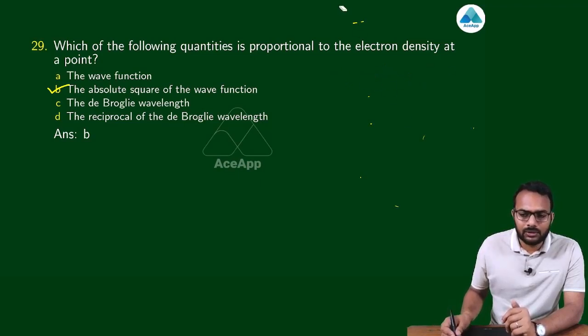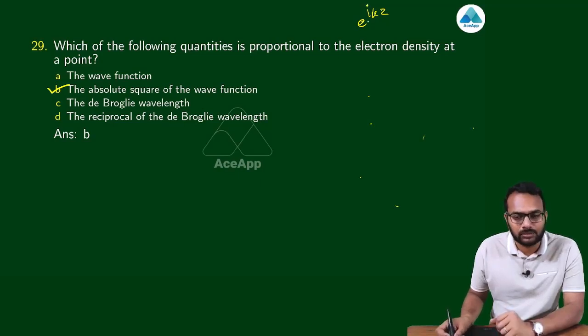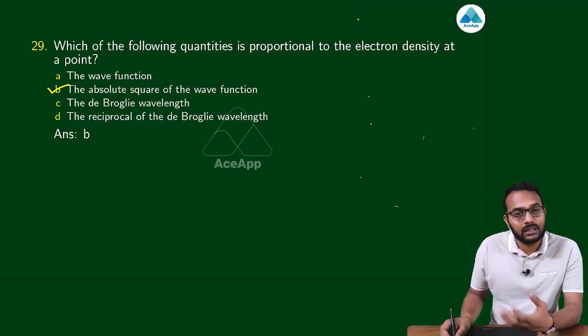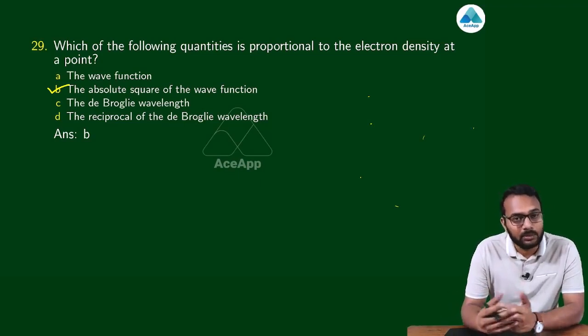Usually plane waves, e raised to ikz, are called non-normalizable wave functions. Apart from scattering theory, we will carry on with our aim: the wave function, its modulus square, and the interpretation as probability density and particle density. So you can keep that in mind.